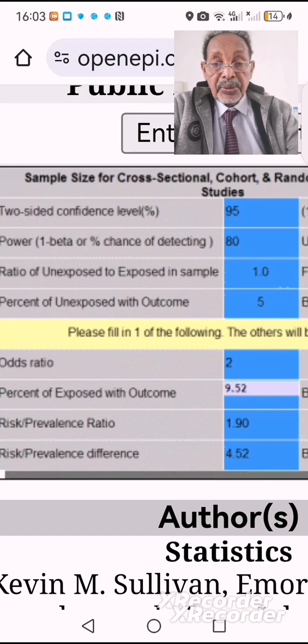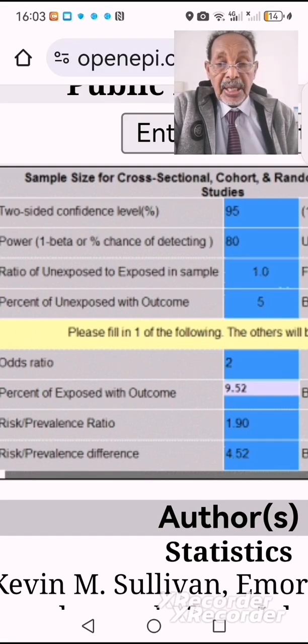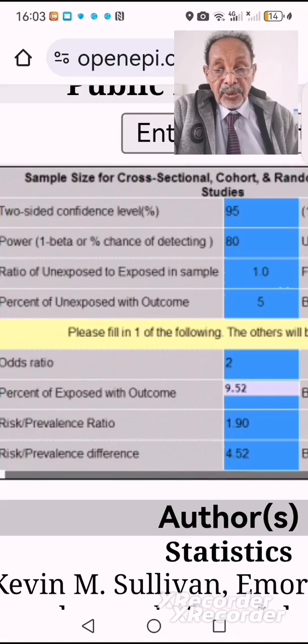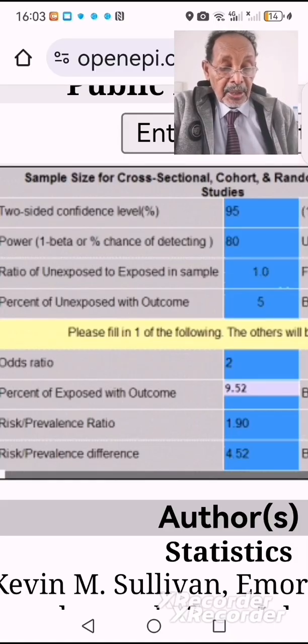There are lines about 95% confidence and power 80%, and the ratio between groups 1, and then we have to estimate the percentage of the unexposed group. In our study, when we are speaking about negative pressure wound therapy, this is the exposed, and the non-exposed are the routine moist dressing.